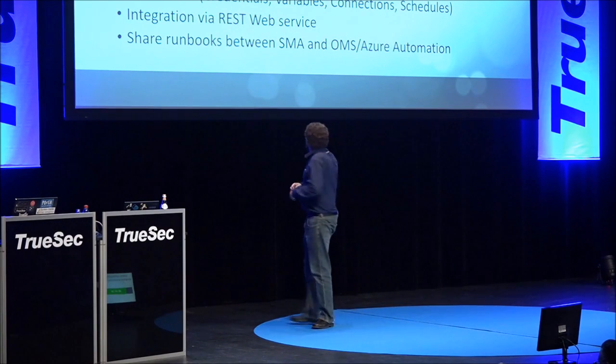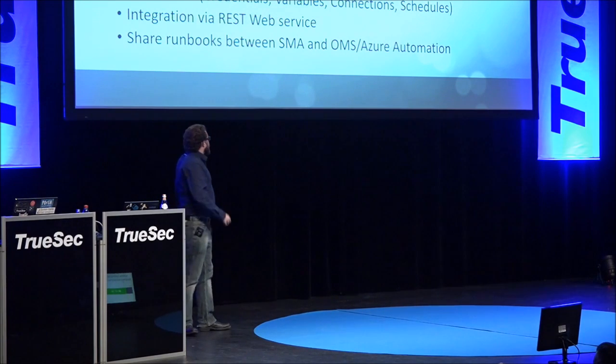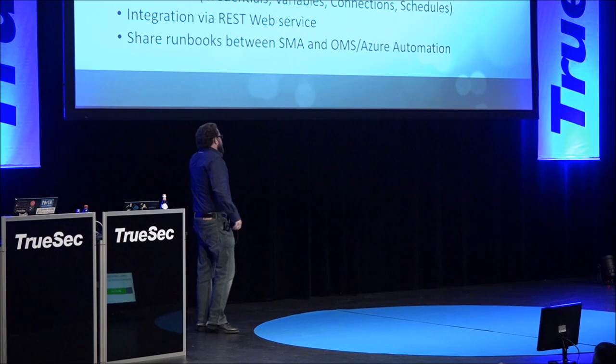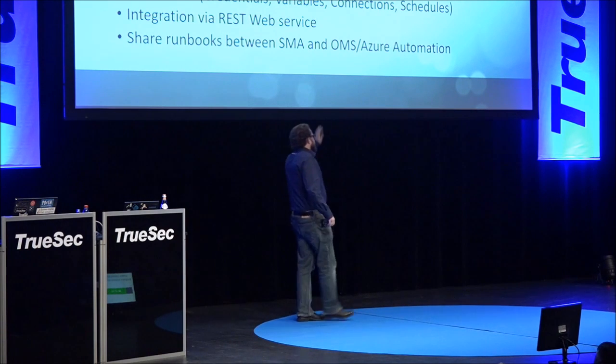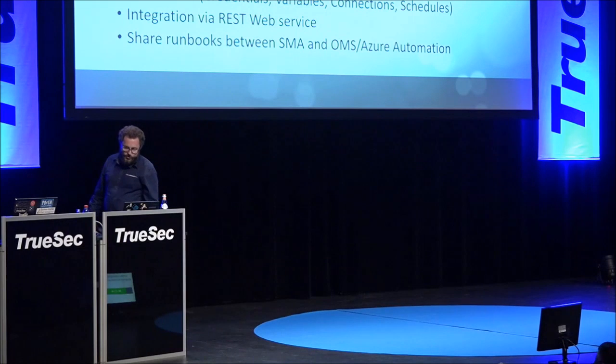Another great thing about SMA compared to the classic Orchestrator is that the runbooks you write here are the exact same that you can use in Azure Automation, also known as OMS Automation. So if you want to have a backup system that can run your PowerShell when your on-prem is not working, or you need to run it both places, well, you can share the exact same code. You can just copy, paste, or export and import it to the other system.